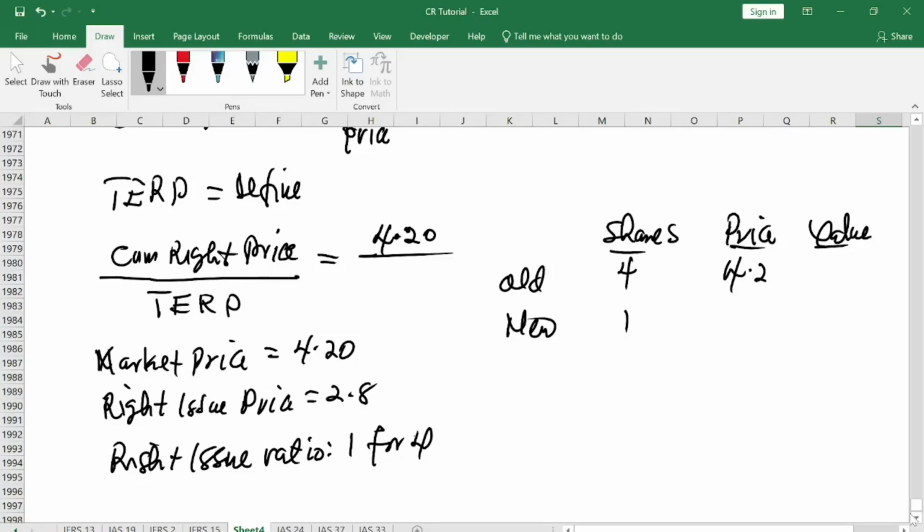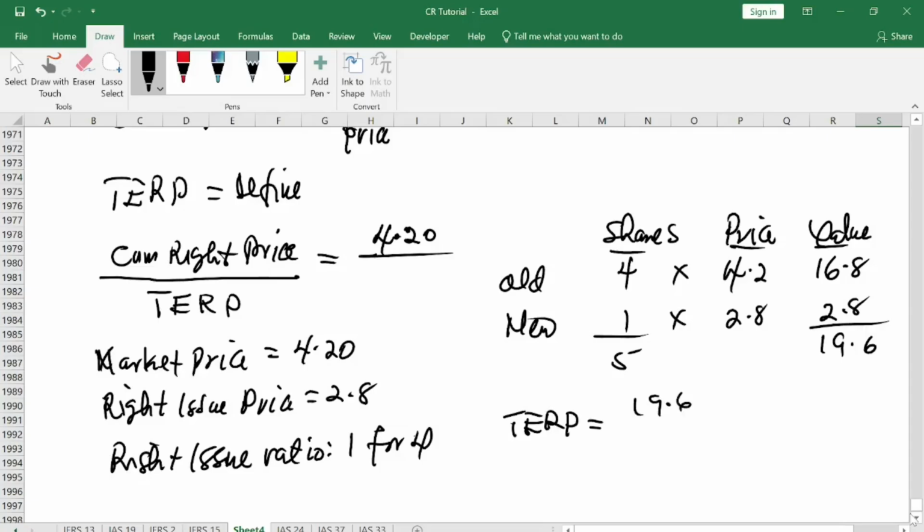Then we come to the new share. They are giving it at the price of 2.80. So when you multiply, the old shares give you 16.8, and the new share gives you 2.8. You sum them up, and that gives you 19.6. Then you sum the shares, that gives you 5. So now you have your TERP equal to 19.6 over 5, which gives you 3.92. So your TERP is also defined.